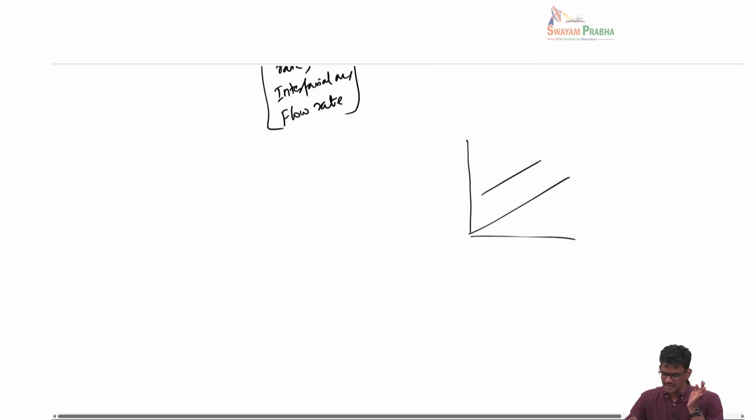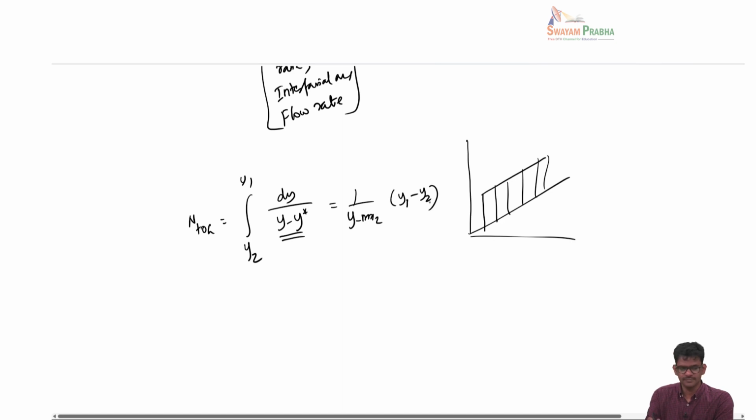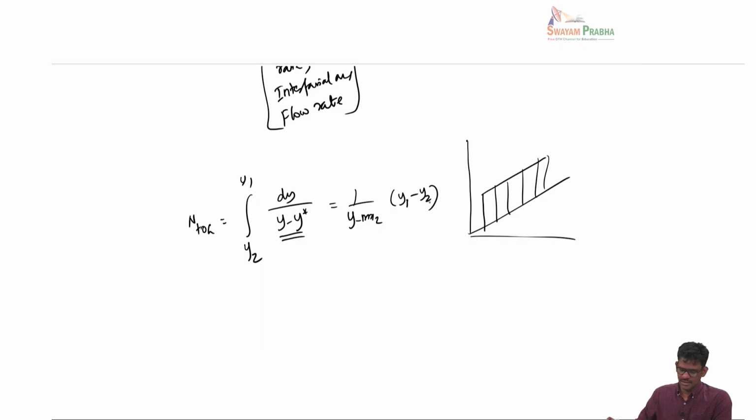So you are talking about another line with the same slope, and the driving force will be of the same value across y, right? That means in the calculation of NTOG, this y minus y star is actually a constant, and you can take it out. So this simply becomes 1 by y minus m x2, times y1 minus y2, right? That is how NTOG can be directly calculated. You don't have to use the equation that I showed.